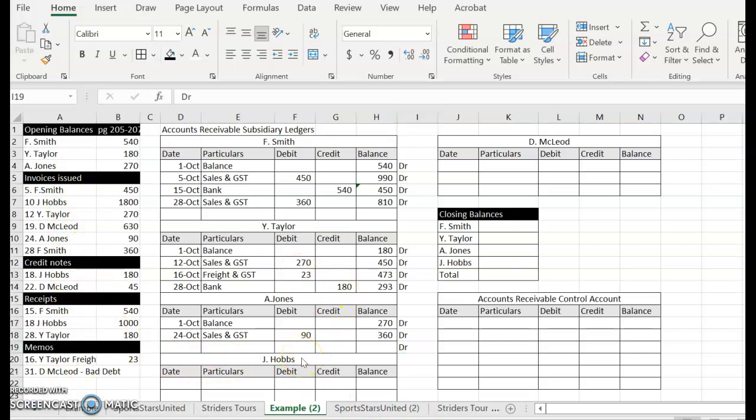That leaves us with J. Hobbs and D. McLeod, sorry. J. Hobbs is a new one, so they don't have an opening balance. So the first transaction with J. Hobbs is here on the 10th.